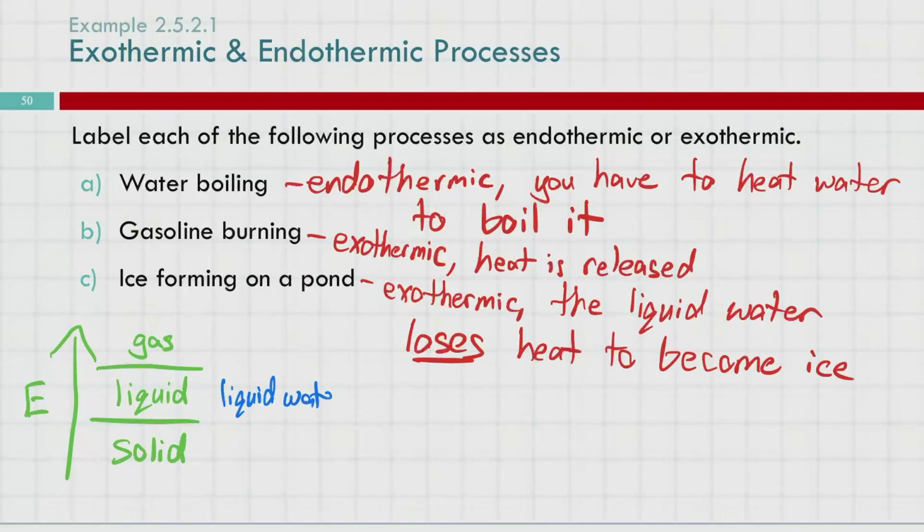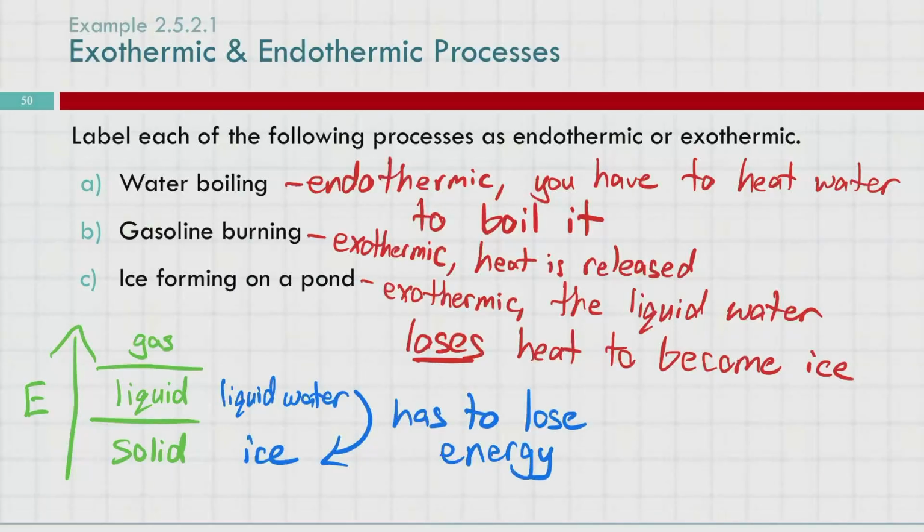So liquid water to ice. It has to lose energy or lose temperature or lose heat. Temperature and energy are related. In the case of our water boiling, we were changing liquid water to vapor water, gas. So we were increasing the energy. We had to put energy in, so it was endothermic.